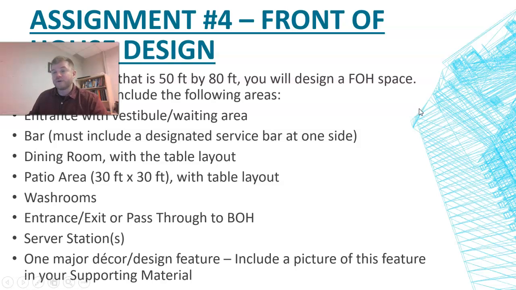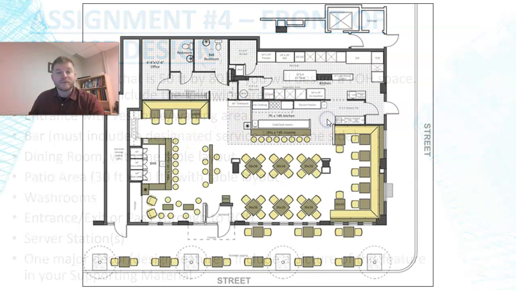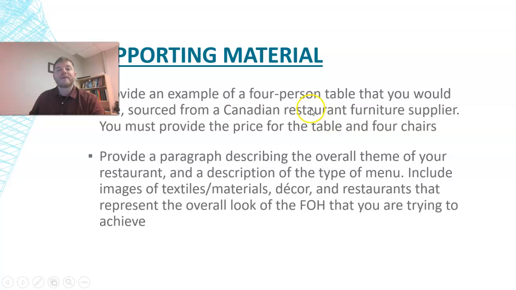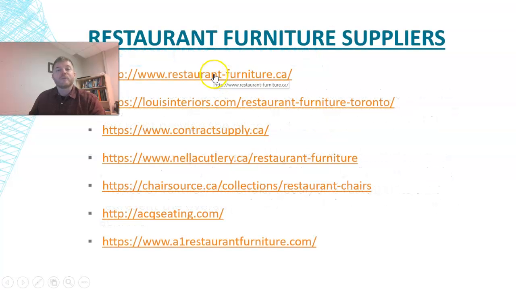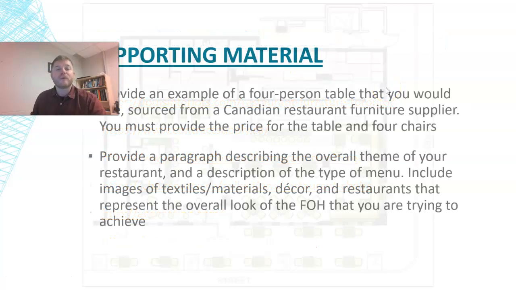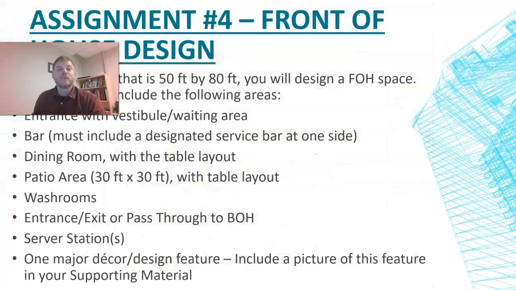And then we're going to go into our assignment. So I'm going to leave this particular stuff here in this PowerPoint. We won't be attempting this assignment until week 10. This is week 8. So this will be the assignment which I will go over in class with you. It does give you some good information and supporting material, as well as some furniture suppliers. So what we'll be doing is creating our own restaurant front of house floor plan with a certain amount of seating, bar, dining area, washrooms, entrance, exit, server stations, as well as some major supporting design features.